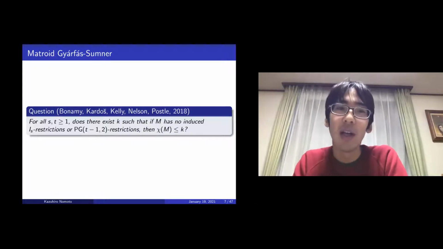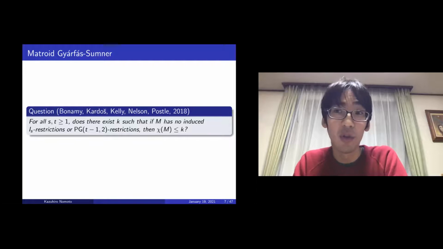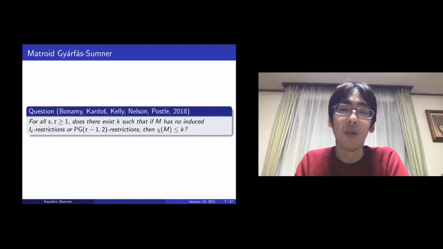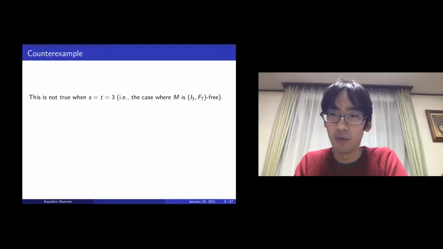So there's a question by Bonamy, Kardoš, Kelly, Nelson, Postle from 2018, which asks, well, if you replace all these components of the conjecture, what happens, right? So can you find some constant k so that if you don't have an induced IS restriction, so you don't have an induced tree or a projective geometry of dimension t, so you don't have a clique, then chi is bounded by k? So that's one question they asked, but they realized that it's not true at all, even when S and T are 3.